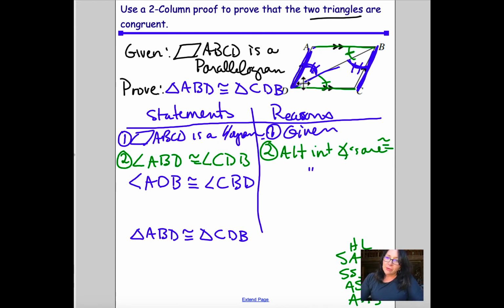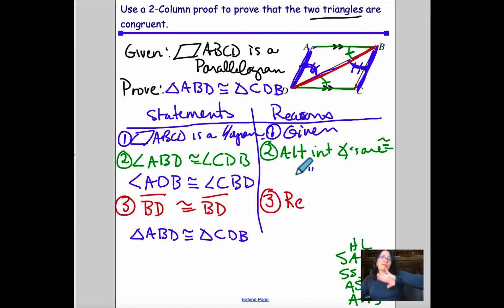Now, we also know that we have a line segment BD that's in between both of these triangles, which is going to be the same length in this triangle as it is in that triangle. So that side length is going to be congruent to itself. So I'm going to say line segment BD is congruent to line segment BD itself by what we call the reflexive property, because it's like a reflection. It's in both of the triangles. So we call that the, hold on a second, I guess spell.